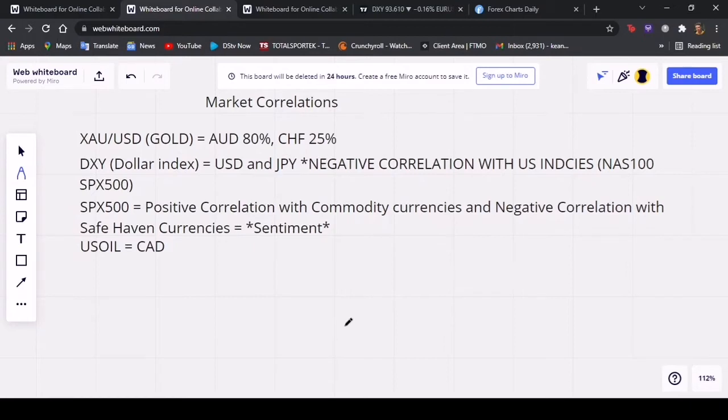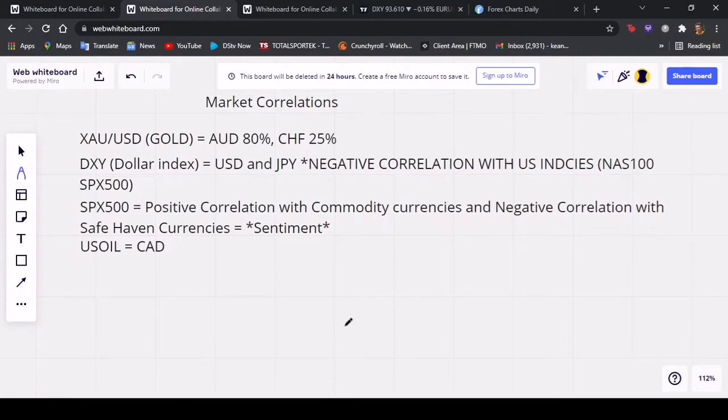DXY dollar index, most of you guys know this one. So the DXY has a positive correlation with USD and JPY. This means when the dollar index is buying, USD and JPY are bullish on those days against other currencies, and it has a negative correlation with indices. So NAS, your SPX 500, and so on.